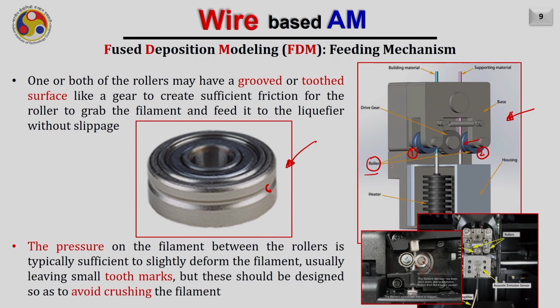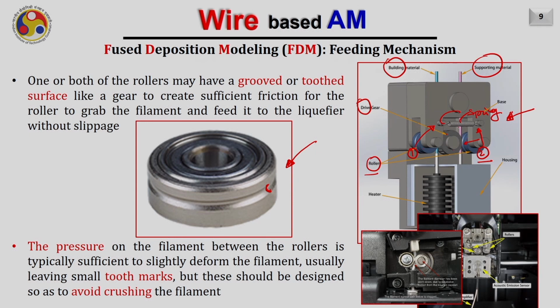Now why are two rollers used here? Because we have two materials, one for building and another for supporting. This one is the drive gear, and these two rollers, roller 1 and roller 2, are pressed against each other by a spring. So if someone wants to unlock, he just has to remove this spring from here and this assembly will be loose from the drive gear.